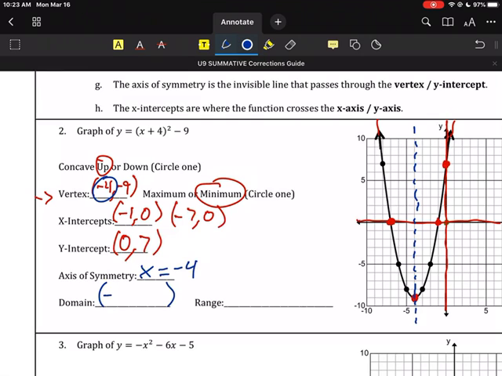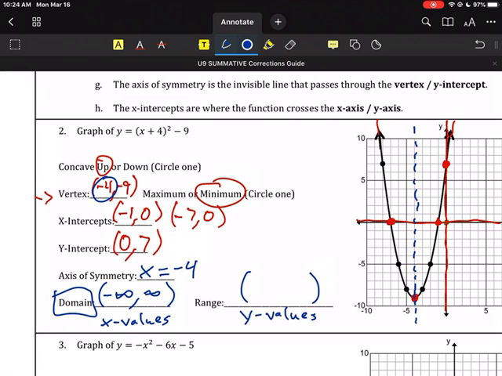Okay, remember domain. Guys, you're killing me on this. Domain is always -infinity to infinity. Domain, always. I know you're sick of that. Range deals with the y values. So this is x values, always -infinity to infinity, always. And then this is y values.